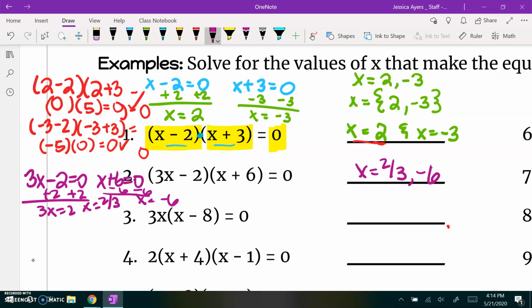When you look down to number 3, we have this 3x factor out front, and then an x minus 8. So we're taking x minus 8 and we're multiplying it by 3x. 3x can indeed be 0, and so we can set that equal to 0. So we'll have 3x is equal to 0, and x minus 8 is equal to 0. So x is equal to 0, and x is equal to 8.